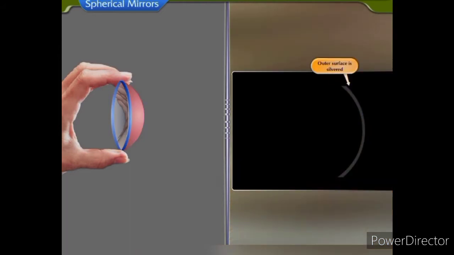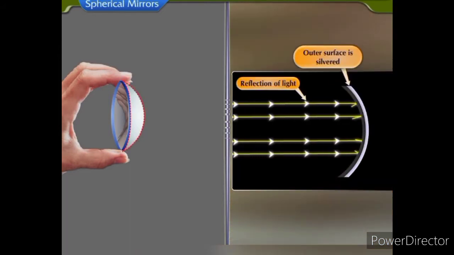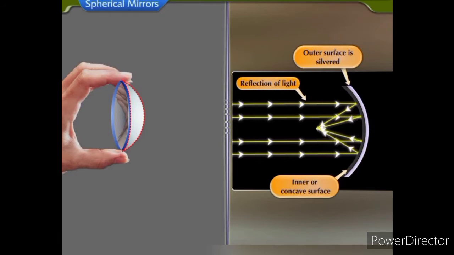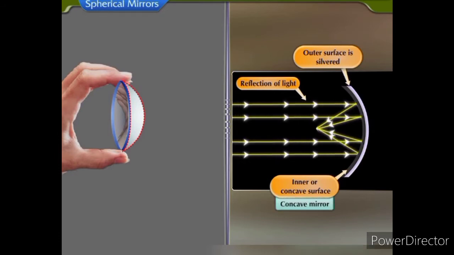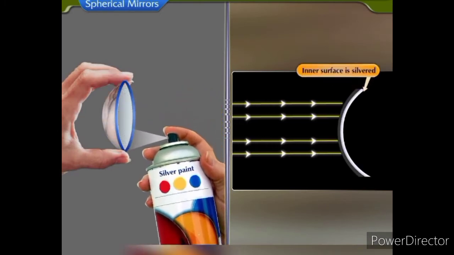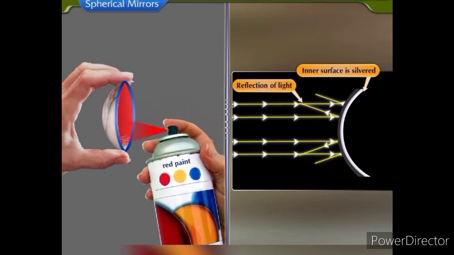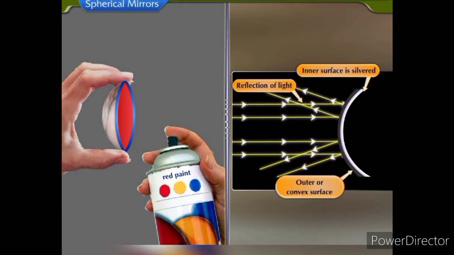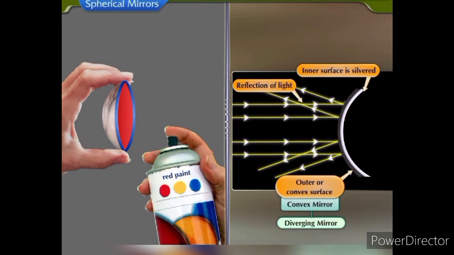The mirror in which the outer surface is silvered so that reflection of light takes place from the inner or the concave surface is called a concave mirror. A concave mirror is also called a converging mirror. On the other hand, a mirror in which the inner surface is silvered so that the reflection of light takes place from the outer or convex surface is called a convex mirror. A convex mirror is also called a diverging mirror.